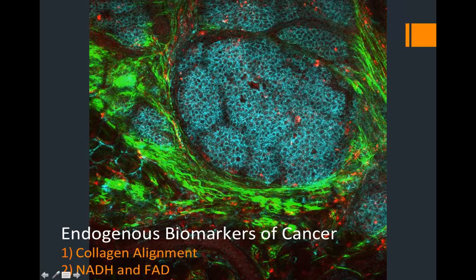So I've already talked about how the green part of this image is significant, and it's the background of our paper. But now I want to change gears into what these blue and red cells are, and how we created these images. What we're actually looking at is endogenous fluorescence of two metabolic cofactors, NADH and FAD.